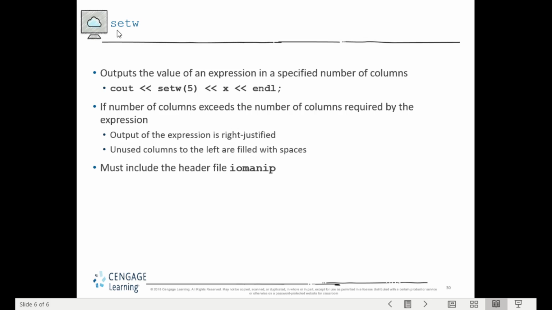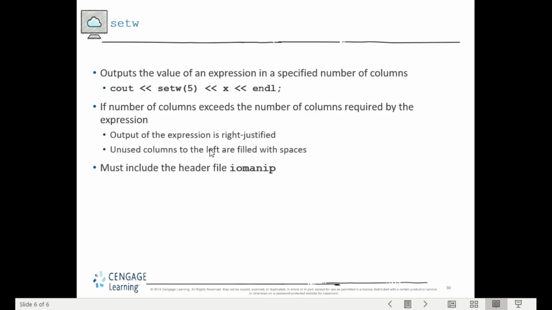This is our last manipulator in our discussion, setw. The purpose of setw is to output the value of an expression in a specified number of columns. W stands for width, the column width. So let's say we have setw(5), meaning that we want our output to have 5 columns.